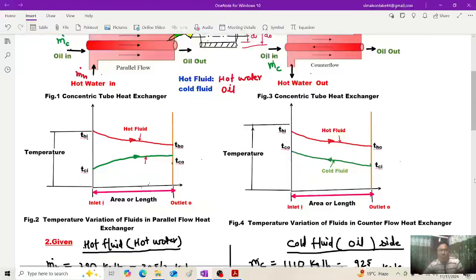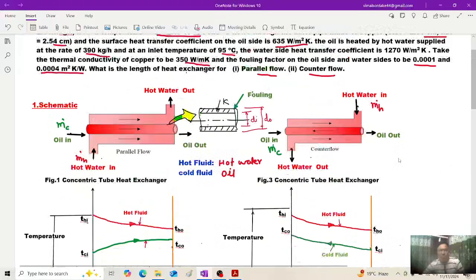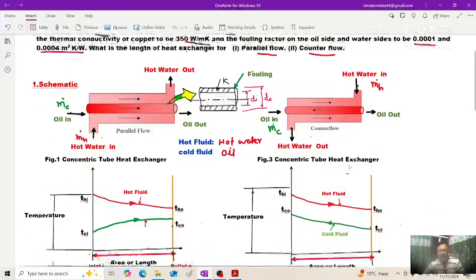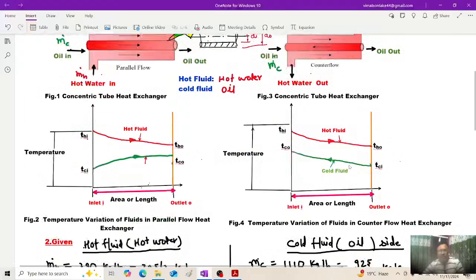Similarly, figure 3 represent concentric tube heat exchanger where counter flow is employed. Inlet of oil, that is cold fluid, is outlet of hot fluid, hot water, and outlet of cold fluid, oil, is inlet of hot fluid, that is hot water. And temperature variation for both the fluids is shown in figure 4.